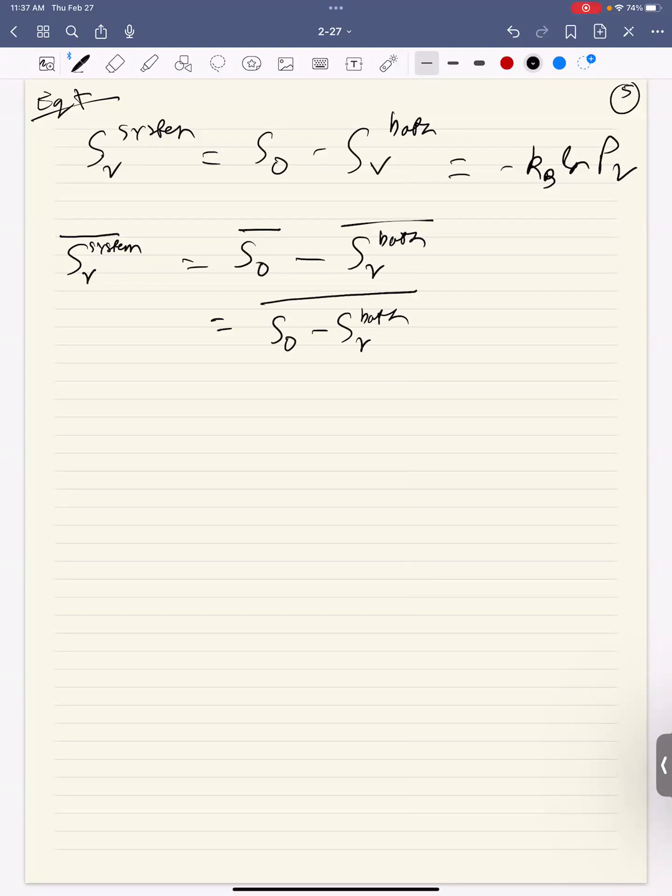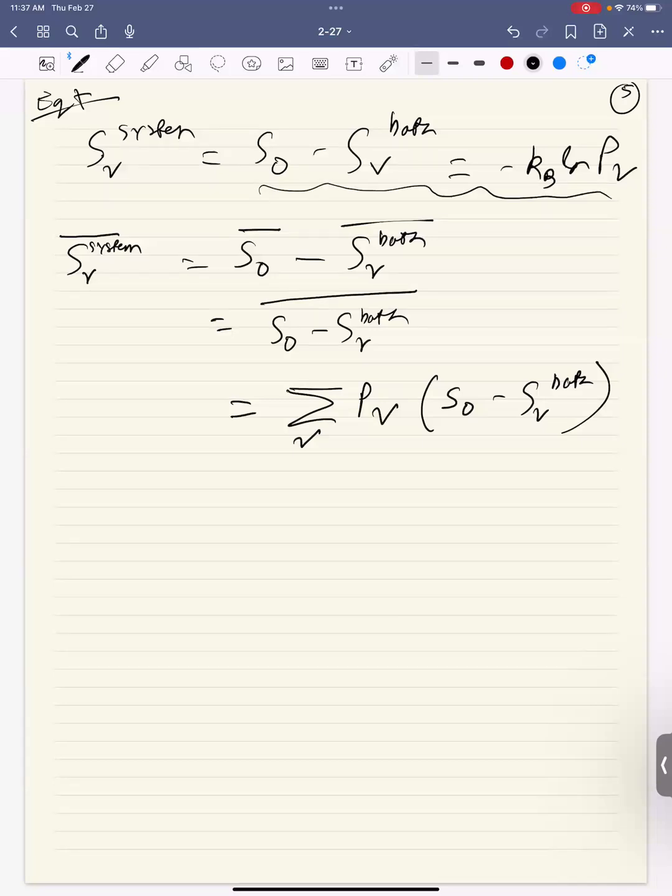Just algebra. Now, remember, how do we calculate average of anything in StatMech? Same formula, we go to any microstate. We take the probability of that microstate. We don't know which ensemble we are in. And we look at the random variable that we are trying to average, S naught minus S nu bath. But now, equation 7 has given us an expression for S naught minus S nu bath. We can put that over here. Use equation 7 in above.